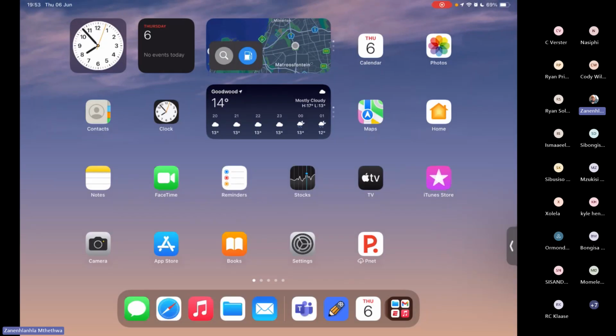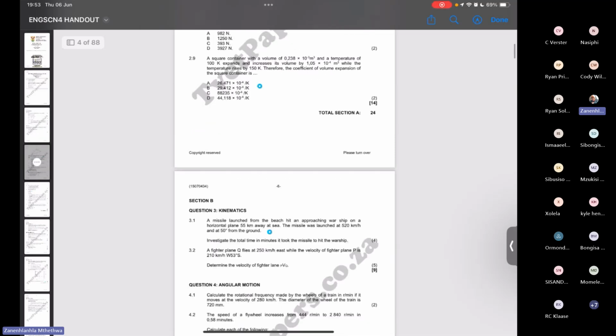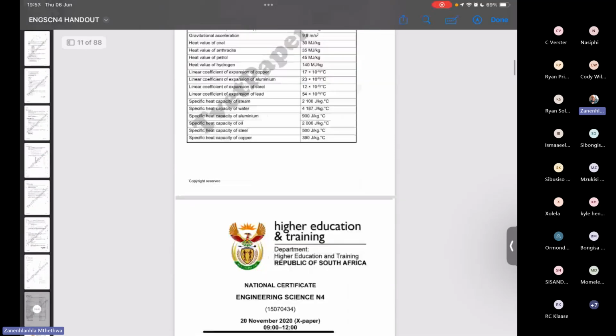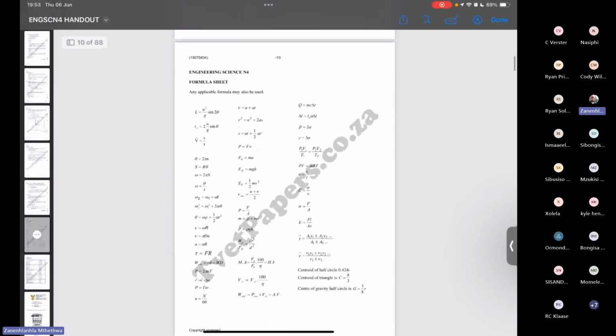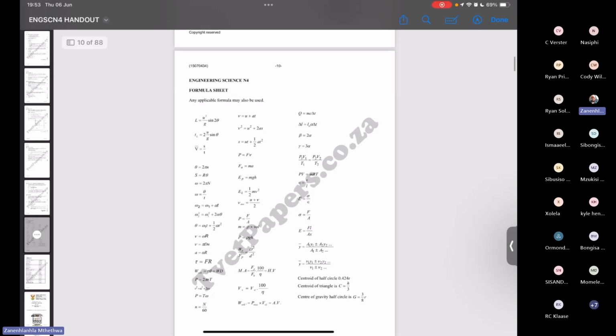Maybe let me show you something. Let's look at the formula sheet. See, it's only one page. These are all the formulas on the formula sheet. Not reliable at all. You must know all of them. Do you see what I mean here? The formula sheet is literally one page, and there aren't many formulas here, as you can see. So know all your formulas off by heart.